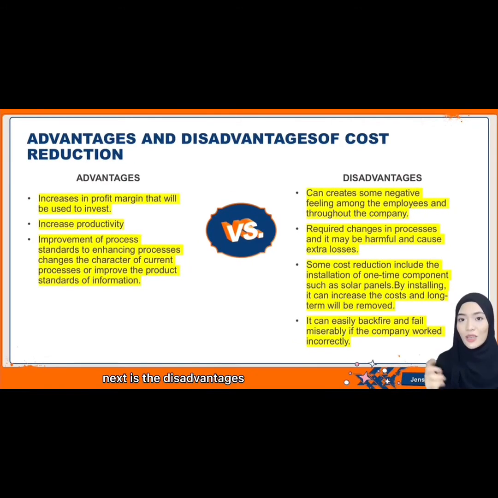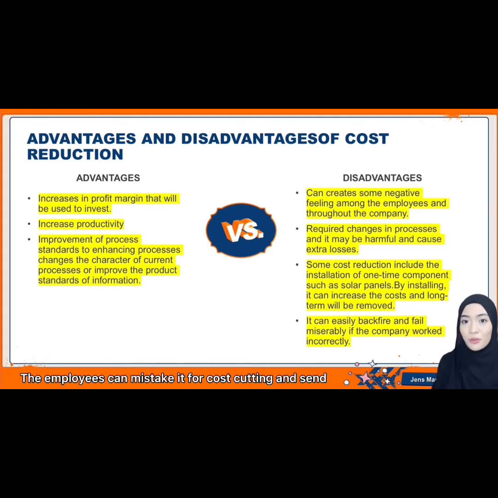Next is the disadvantages. Even though cost reduction is a positive step towards developing and growing the company in the long run, it can cause negative vibes throughout the company and among the employees. The employees can mistake it for cost cutting and send a panic alarm throughout the company.